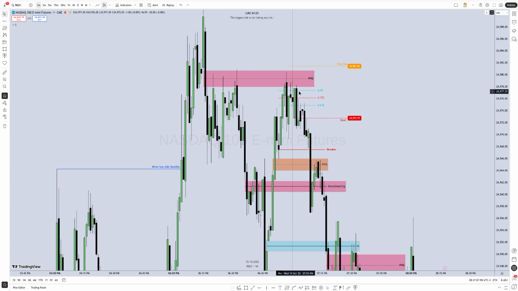So much as I have this, I'm having this candle dropping. You see that right there? This is a bullish candle.